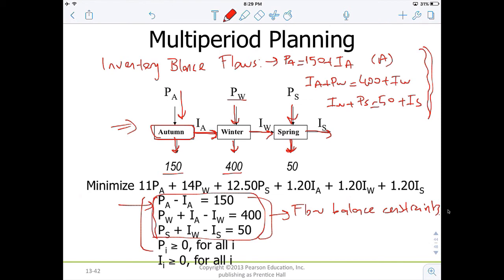Okay, so what these flow balance constraints do, they do the right communication between each consecutive quarters, right? What's coming in needs to be equal to what's coming out, and those are really your constraints, right? Other than your non-negative restriction.